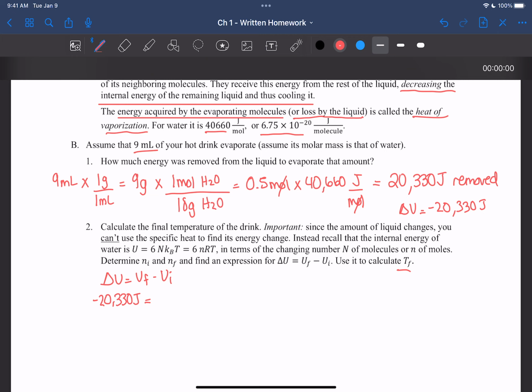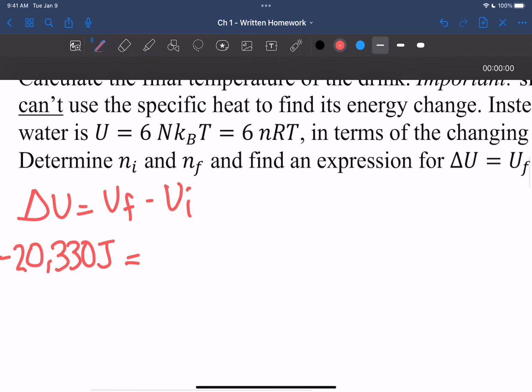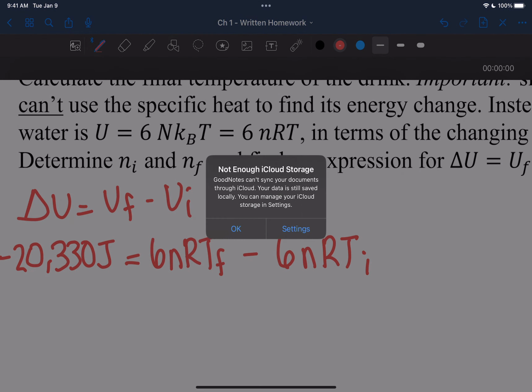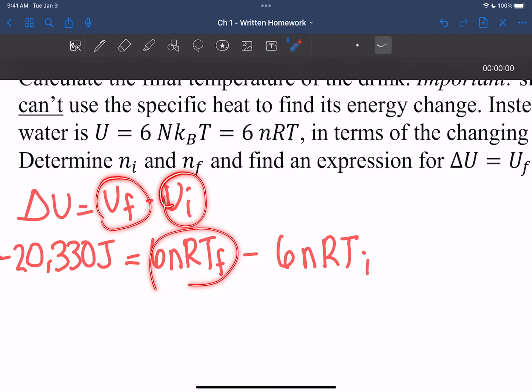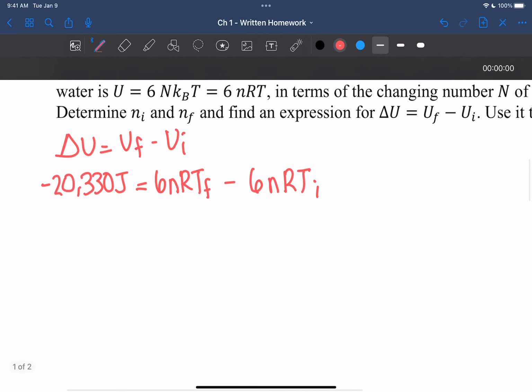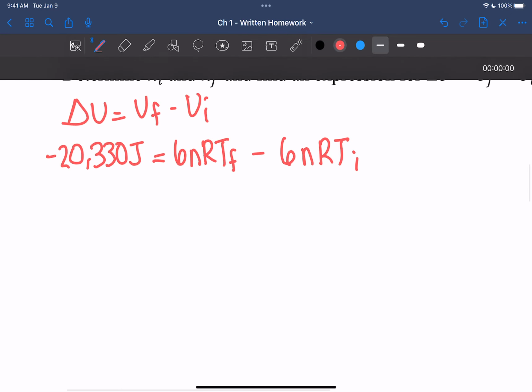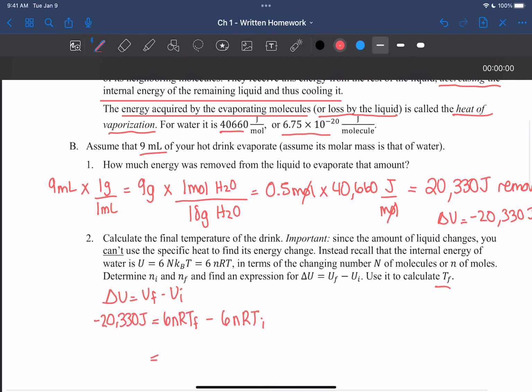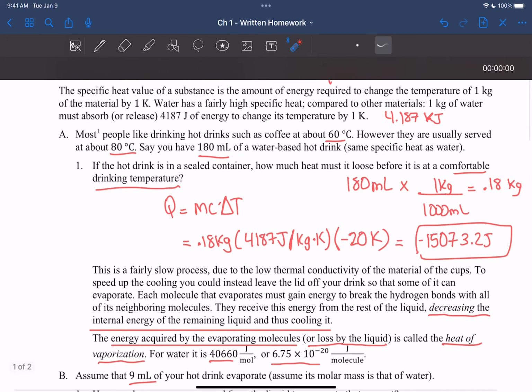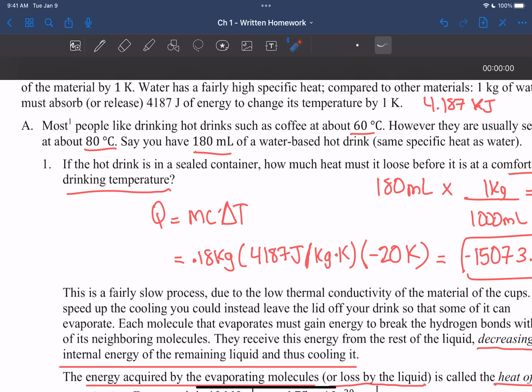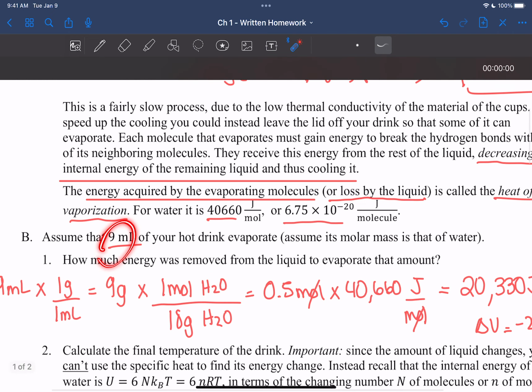So, U final, the way we're going to set that up is 6 little n RT F minus 6 little n RT I, right? So that's your U F, and this is your U I. 6 nRTF minus 6 nRTI, right? And then from there, we can look at the number of moles. So for final number of moles, it's not just the 9 milliliters or the 0.5 moles here that we figured out, right? That's how much evaporated. So we have 180 milliliters first. We evaporated 9. So how much do we have left over?